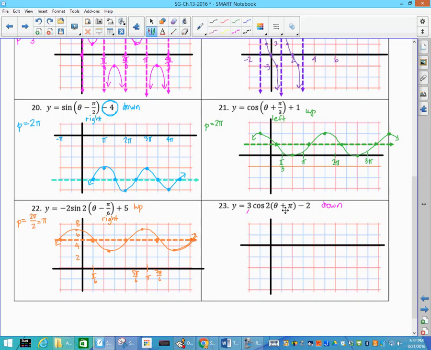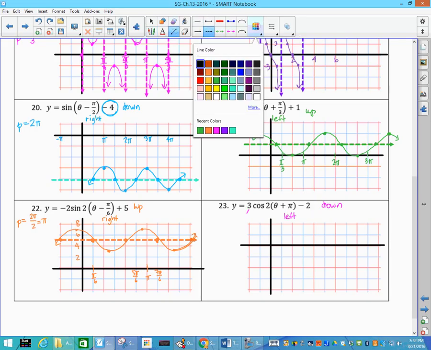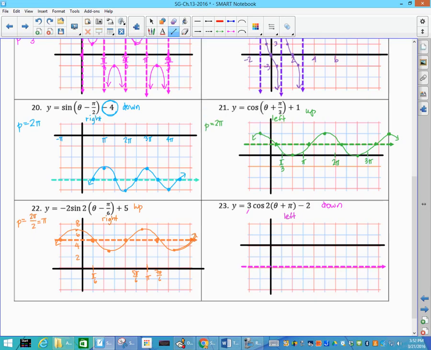Okay. This is going to shift it to the left. That's shifting it down 2, so I'm going to draw my midline at -2. I'm going to have it right here, which means my scale is by ones, so I don't have to do it. This changes my period. The period is 2 pi over 2. All right, that's where that 2 is coming from. And that simplifies to pi.